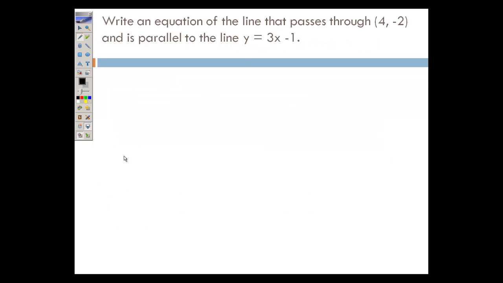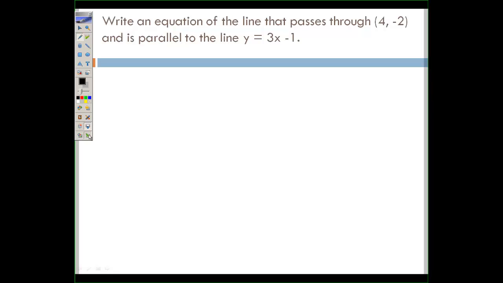Okay? Let's write an equation of a line that passes through the point (4, -2) and is parallel to the line y = 3x - 1. So there's a lot going on here. We're given a point, (4, -2), and we're given a line, y = 3x - 1. And they're telling us we need something parallel to that. And it has to go through this point.